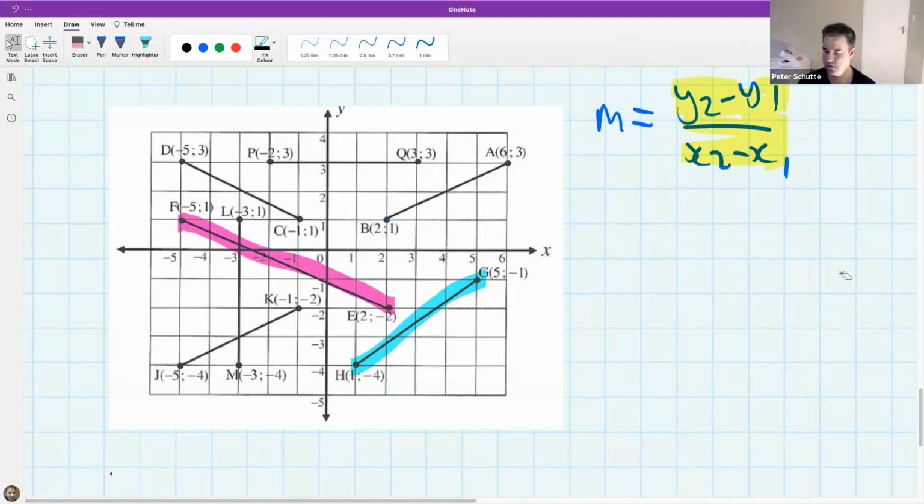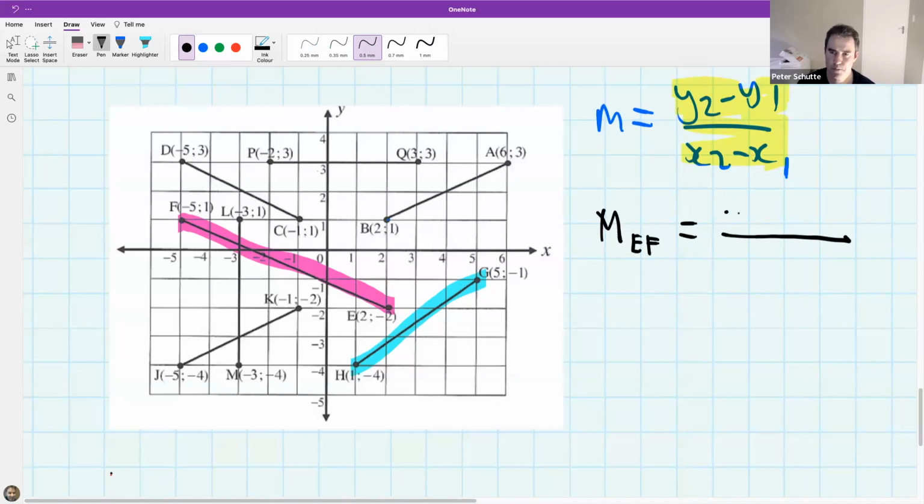And yeah, so I see some answers are coming in already for pink, or for what we would call M of, I'll call it EF or pink. That's normally the notation we use. We say M for gradient and EF for the points involved. And you can start with either as long as you're consistent. I'll start with F. Well, actually, let me start with E because I went EF.